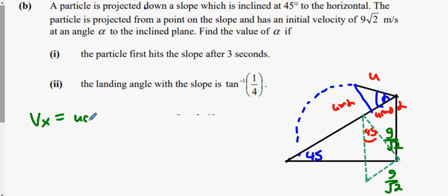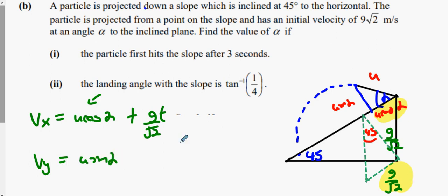Now, U cos alpha, going directly down, is being accelerated. So U cos alpha is being accelerated by this G over root 2 going downwards. So it's addition, not subtraction. So it's going to be G over root 2 T. Py is U sine alpha, and gravity is in the opposite direction, so it's take away GT over root 2.